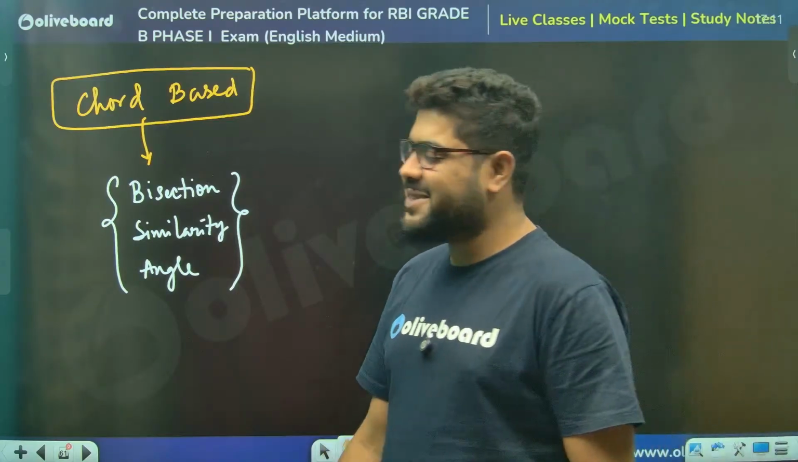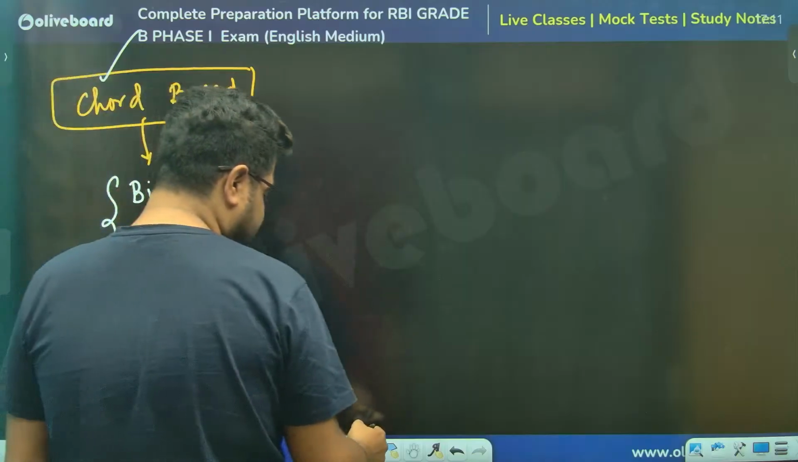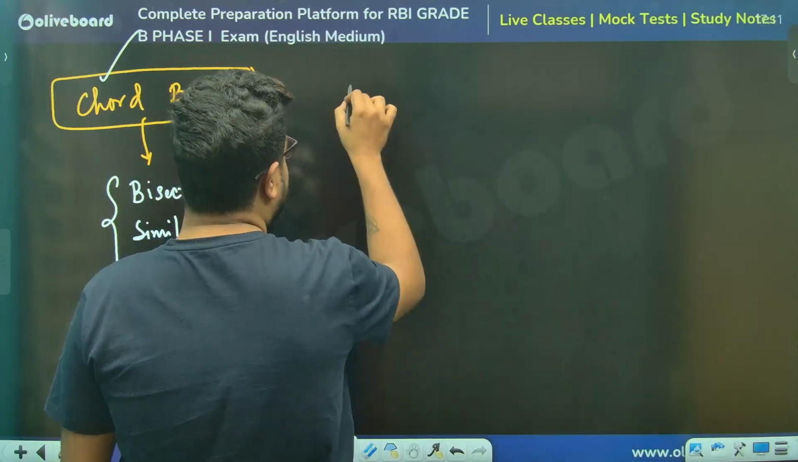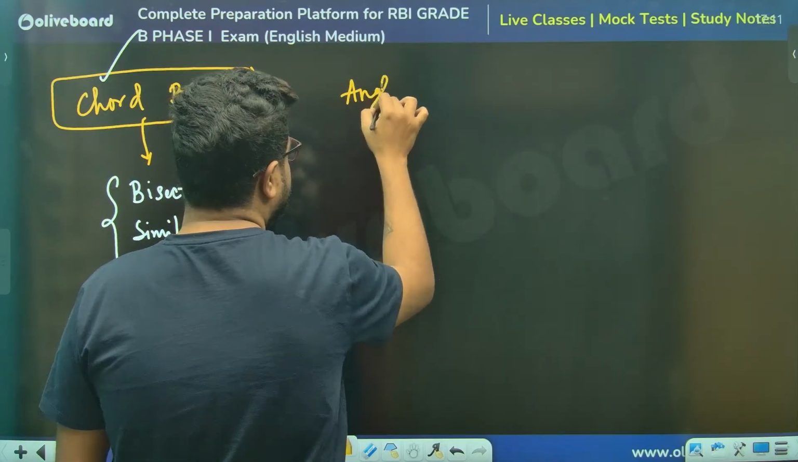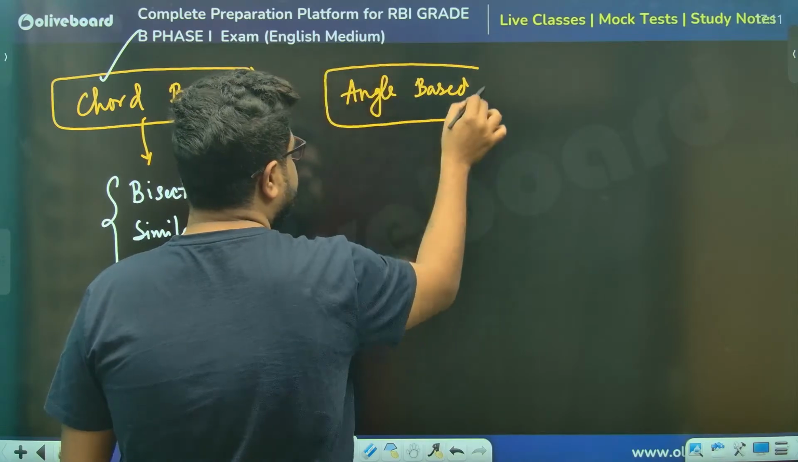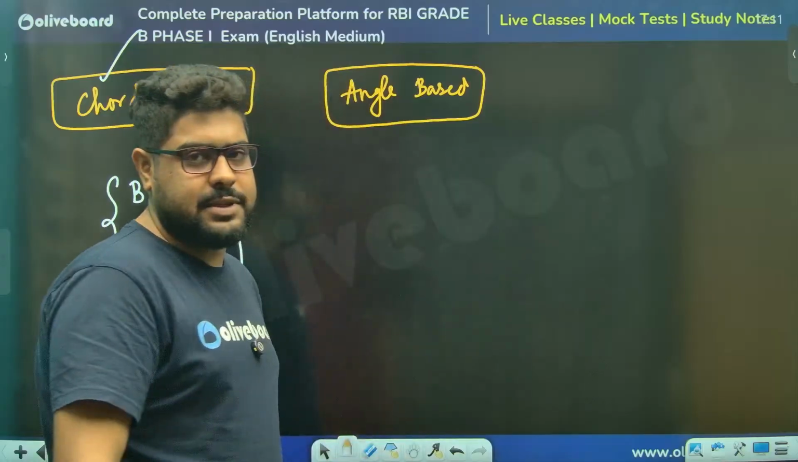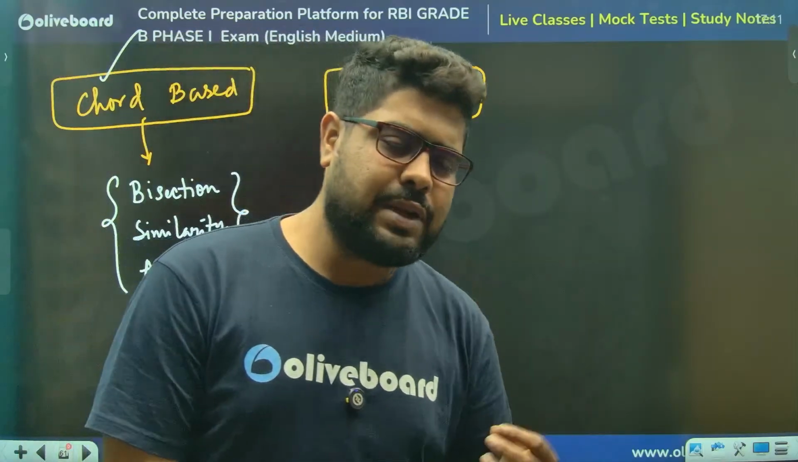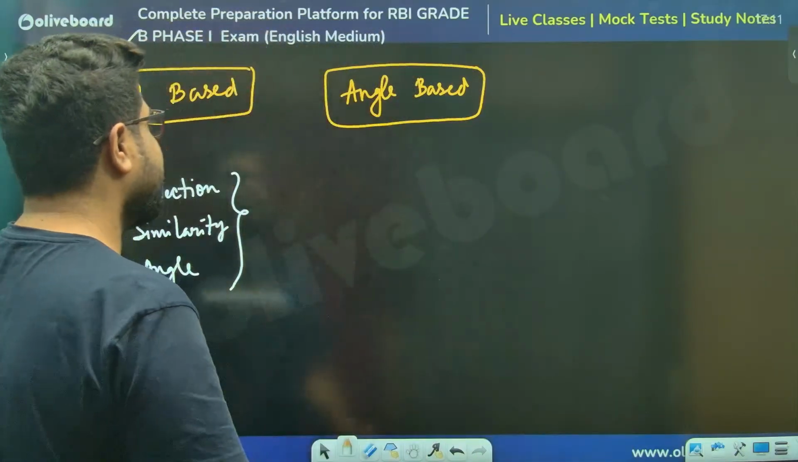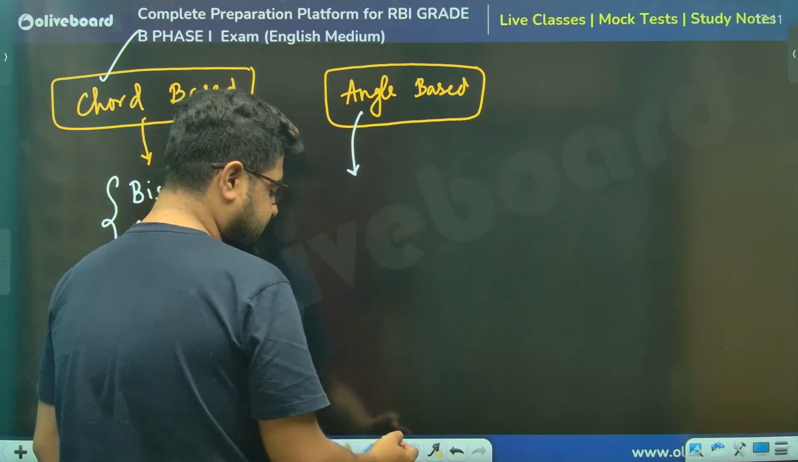So chord based is done. Today onwards, we will move into the angle based properties. Now you see, there are 3 basic theorems here. I don't like to say 3 because it sounds more, but again, there is actually only one property. Let's start with that.